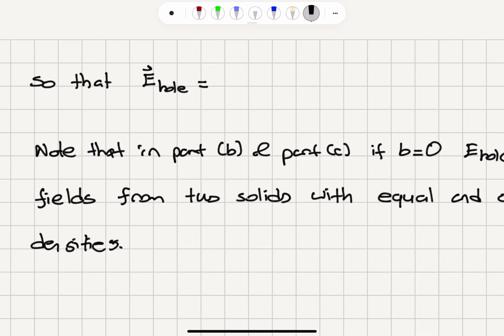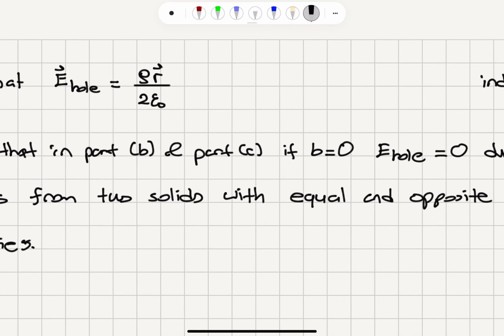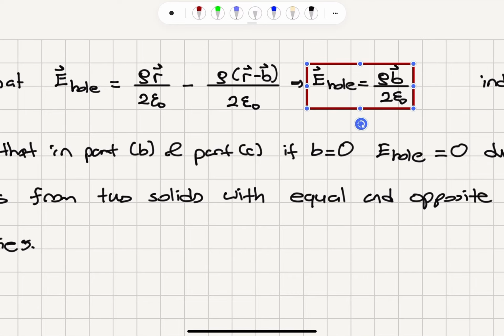to be equal to the full cylinder, which has a contribution rho r divided by 2 epsilon 0, permittivity of free space. Then I have the hole. So if it's a hole, it should be considered as negative charge, minus rho times r minus b divided by 2 epsilon 0. And this gives me an answer for the electric field in the hole to be rho b divided by 2 epsilon 0. That's the permittivity of free space.